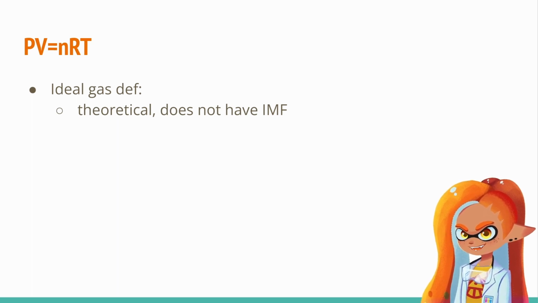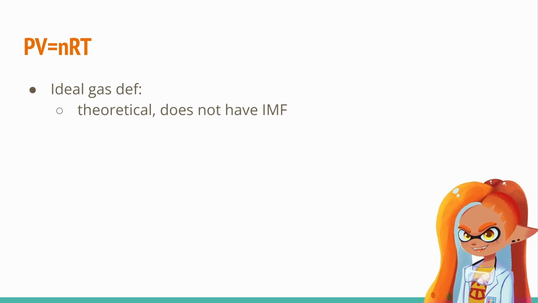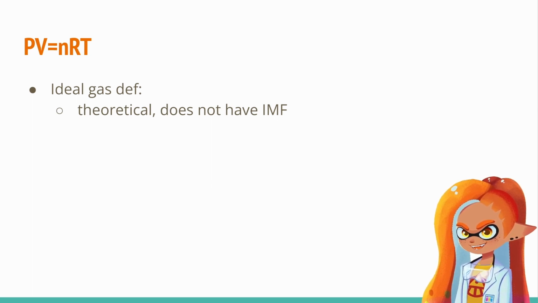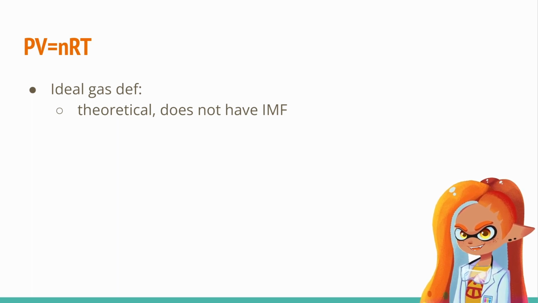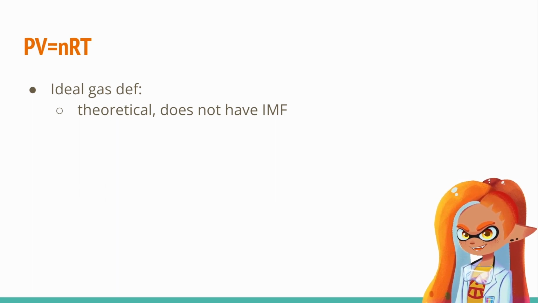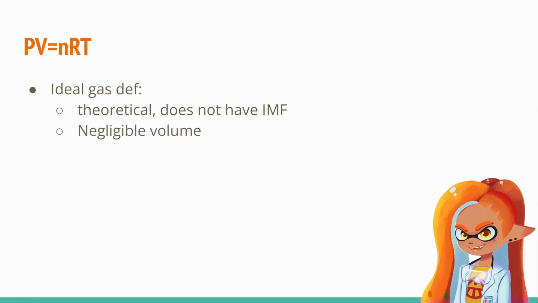So an ideal gas, we say, has no IMFs. Gases still have IMFs. They interact when they're near each other. So there's some kind of interaction when they're molecules. So just keep that in mind. They have negligible volume, meaning we pretend that they're like a dot. We pretend they're a point and they don't take up space.